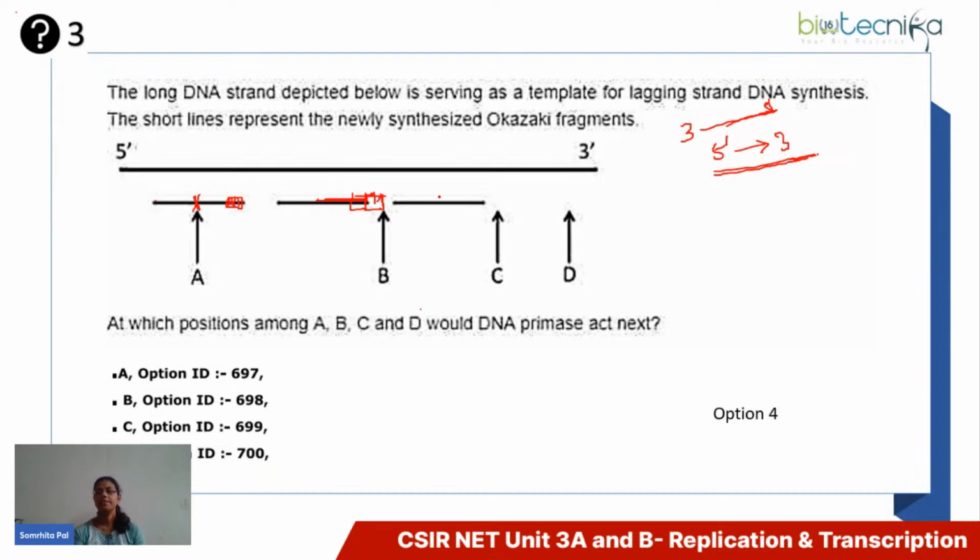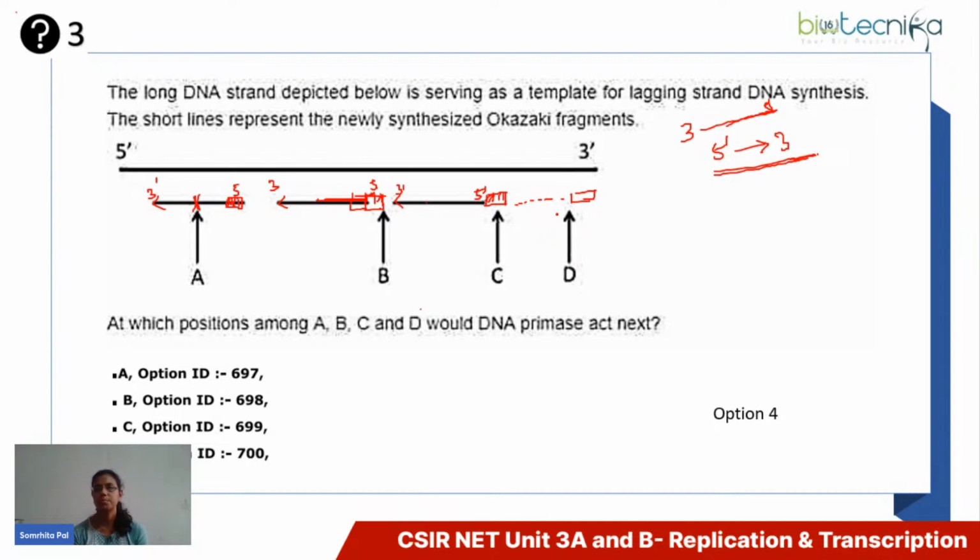If I draw the polarity of it, then obviously this is 5 and this is 3. This is the growing end. Now here also there was a primer, because if there wasn't any primer, you wouldn't have synthesized this Okazaki fragment. So the next primer is supposed to sit here, against which you will be synthesizing the next Okazaki fragment. So the correct answer is option D.